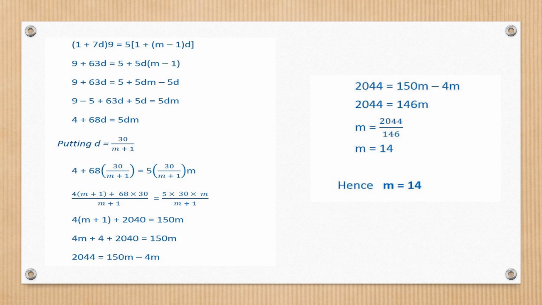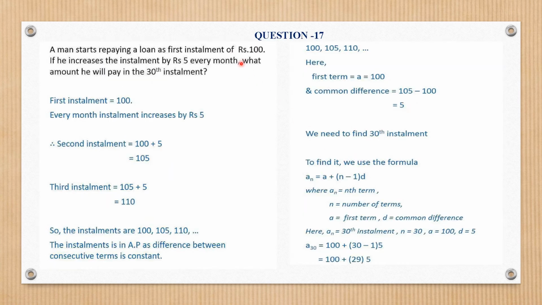So this is also a very good question. Question number 17. It's a simple question. A man starts repaying a loan as first installment of rupees 100. If he increases the installment by rupees 5 every month, what amount will he pay in the 30th installment? In banking purposes also, or such kind of questions, AP is a very fruitful and shortcut way of calculating your interest or the installments or whatever is required.